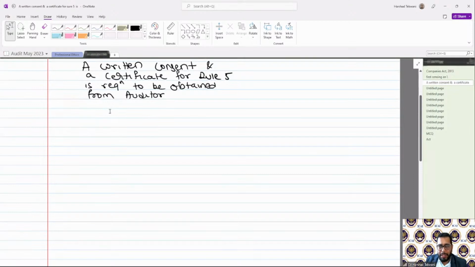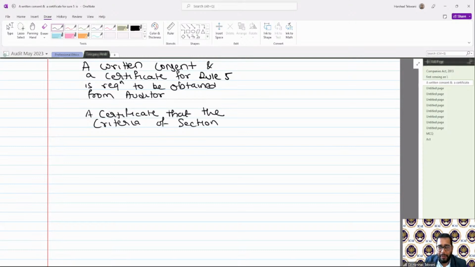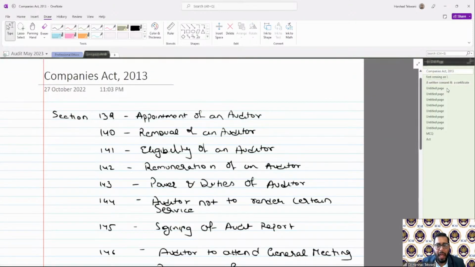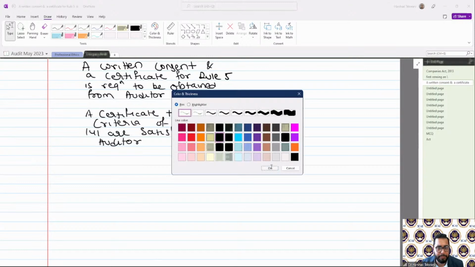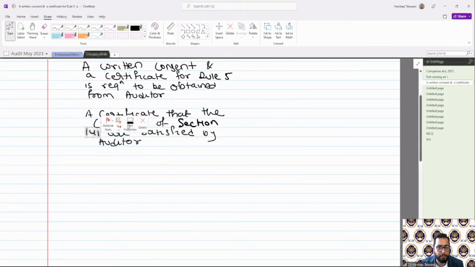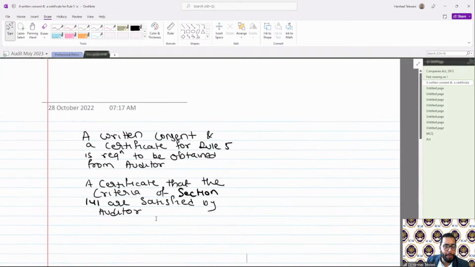And over and above this, a certificate that the criteria of Section 141 are satisfied by the auditor. Now, what is 141? Simple. 141 talks about the eligibility of an auditor. It means the auditor certifies that I am eligible to be appointed as an auditor. Now, this is prescribed under Rule 3.7, that I need to obtain this particular certificate.